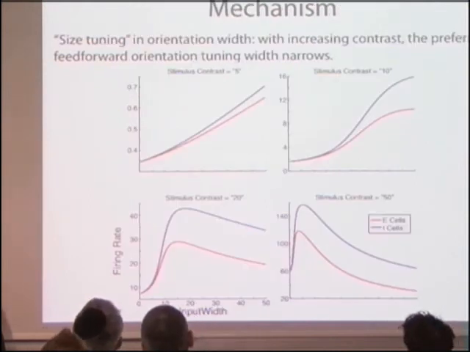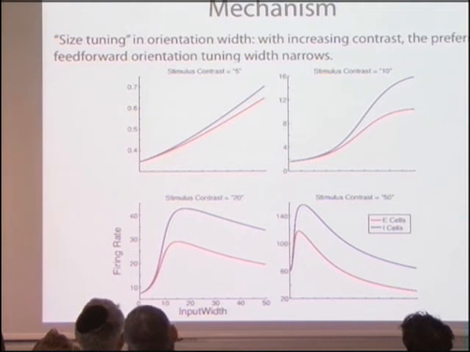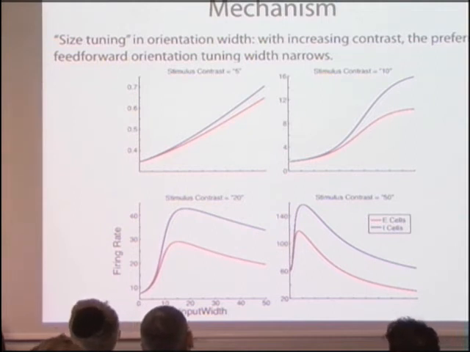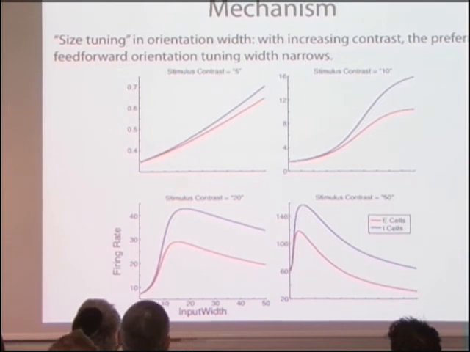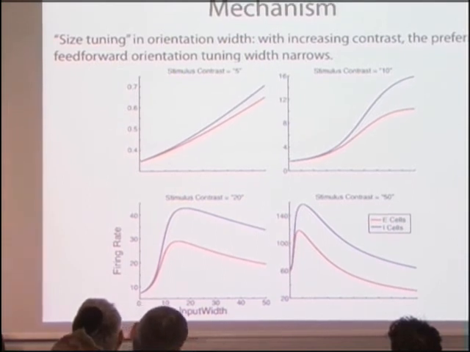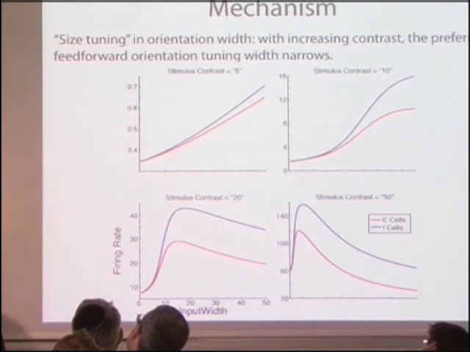And so, mechanism. This is really where the work is today, what we're still working on, trying to understand exactly what the details and requirements are for this. I can't say for certain what they are, but we have some pretty interesting hints. One is that it appears that this shrinking summation field, this change in length tuning, is occurring in this network as well, but now as a function of the input width when we're dealing in orientation space.